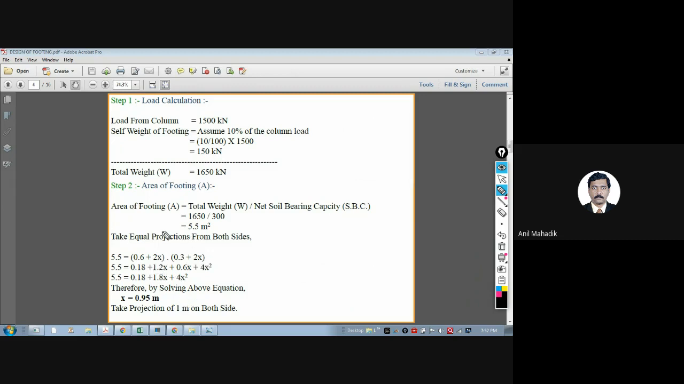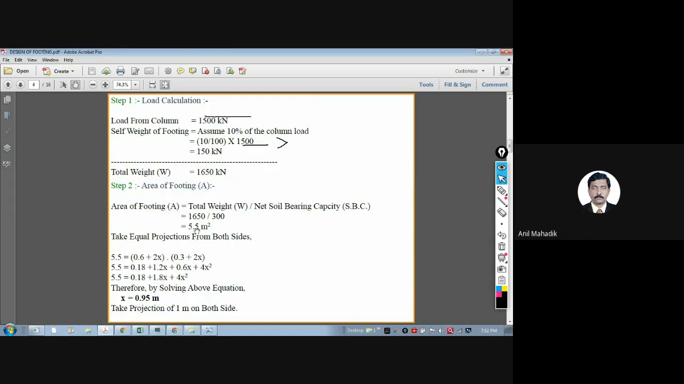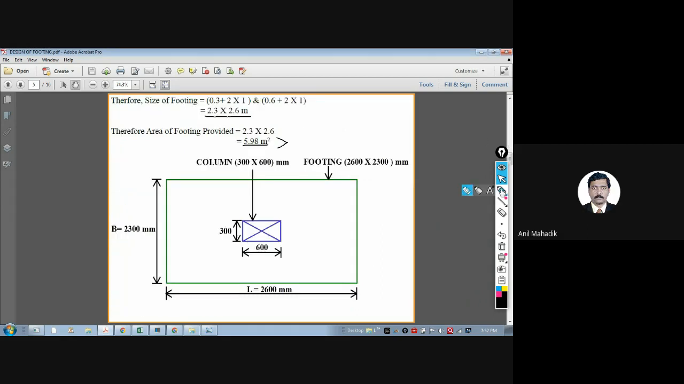Now, how to keep those projections equal? The procedure is given over here. You just study that. You can make it. There is no problem. I will not go into that detail because you can just go through that. Now we have got the footing size, by using that method, as 2.3 by 2.6. So what is the area of footing provided? 2.3 into 2.6 is 5.98, which is more than required. What was ours? Required 5.5. So it is 5.98, so more than required.